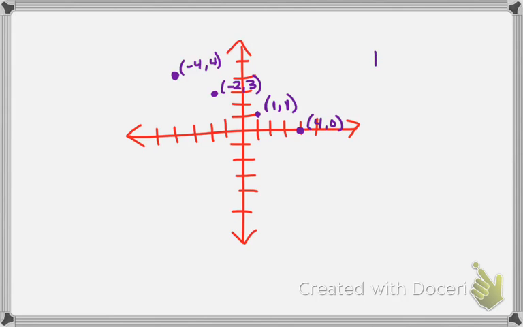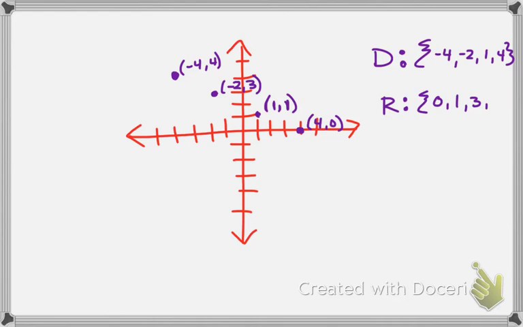From that graph, can you identify the domain and can you identify the range? Avery, what's the domain? -4, -2, 1, and 4. So the set of -4, -2, 1, and 4. Can you identify the range? Go for it, Avery. 0, 1, 3, 4. Good.